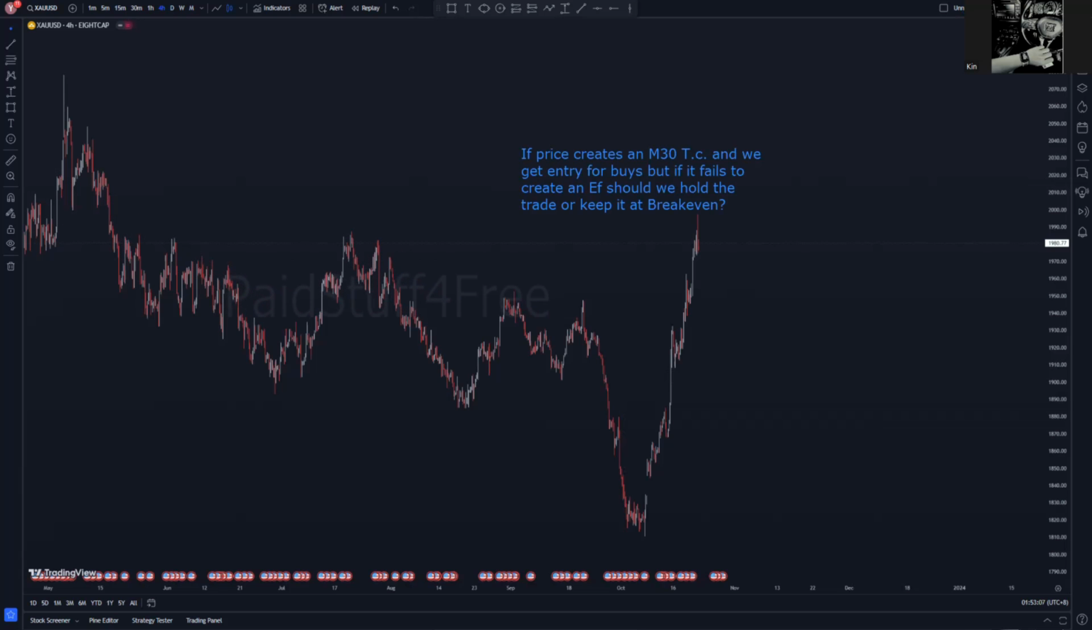If price creates an M30 TC and we get entry for buys, but it fails to create an EF, should we hold the trade or keep it at break even? Actually, we need to focus on the H4. That's why I teach you guys about the H4. We need to understand from where to where the price is going. After the price creates the TC, and sometimes if there is no EF at all, the price can just go straight away to our exit. But we need to monitor. That's why I'm going to teach you guys how to monitor the chart after this.